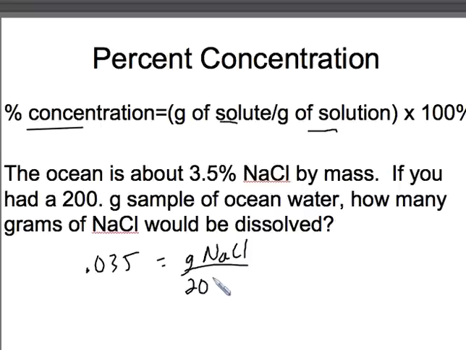Well, in this case, my grams of ocean water is 200 grams. So to get my grams of sodium chloride, I could take 0.035 times 200, and in this case, my X, I just call it X, is equal to 7.0, because I have 2 sig figs, grams of NaCl. So if I had 200 grams of ocean water, I would expect to get 7.0 grams of it to be sodium chloride.